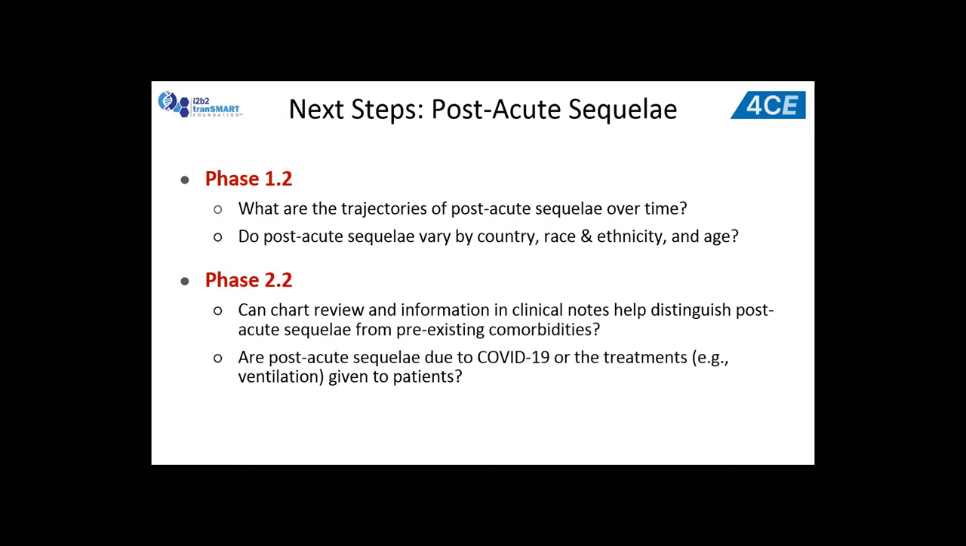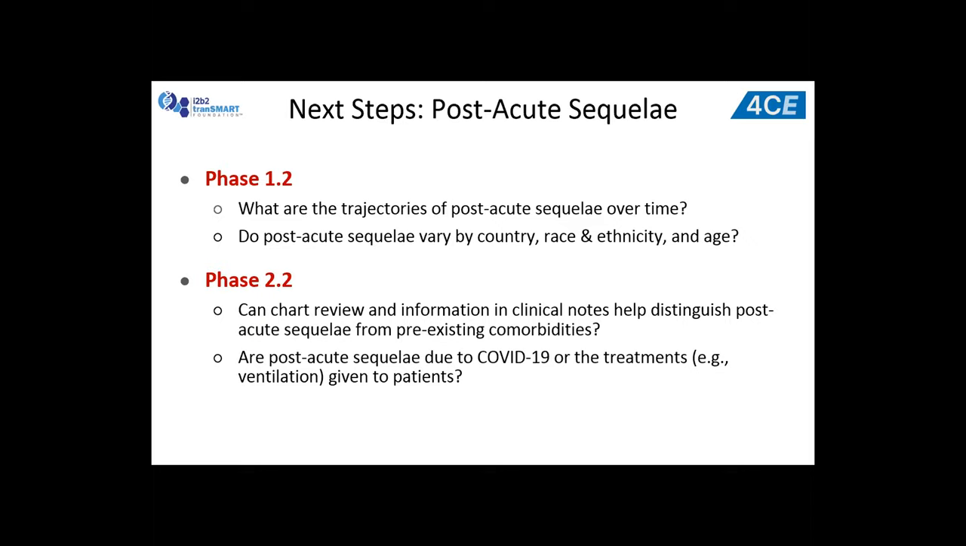Phase one studies, based on a large number of hospitals in aggregate, are looking at the trajectories of post-acute sequelae over time and how this varies by country, race, ethnicity, and age. In phase two, where we can take a deeper dive into the data, we want to know if chart review and information in clinical notes can help distinguish post-acute sequelae from pre-existing comorbidities.